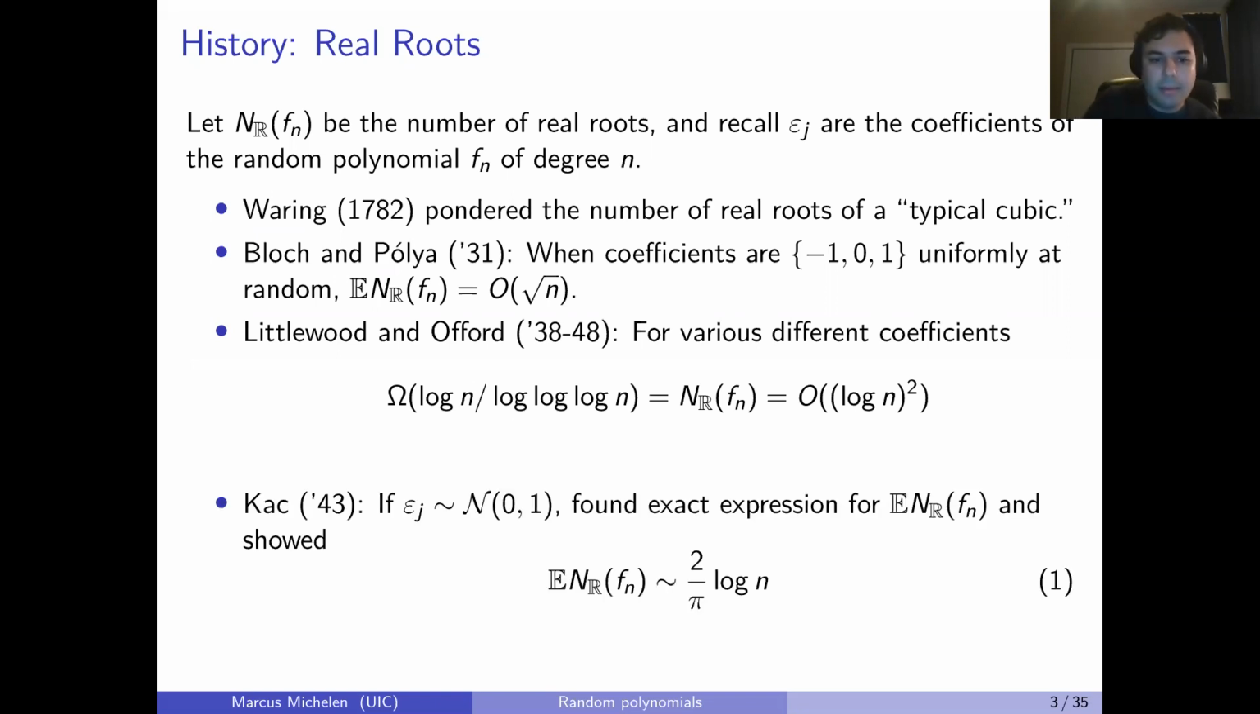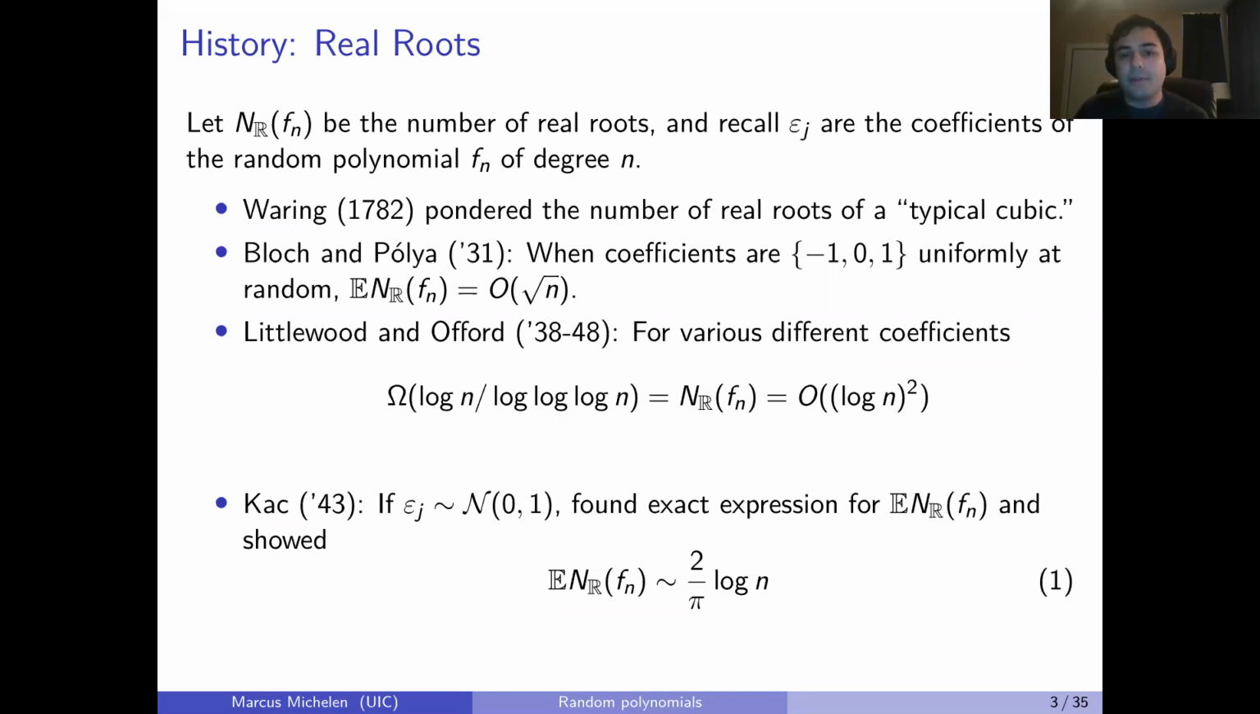And from here, Kac in 1943 found an exact expression, the exact number of real roots for a Gaussian. So he wrote down an exact integral for this expected value when the coefficients are Gaussian. And then by analyzing this integral, showed that you have on the order of log n roots. And in fact, you can compute the explicit constant out from it.